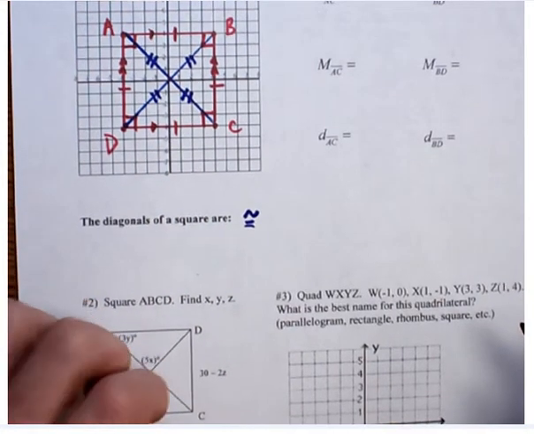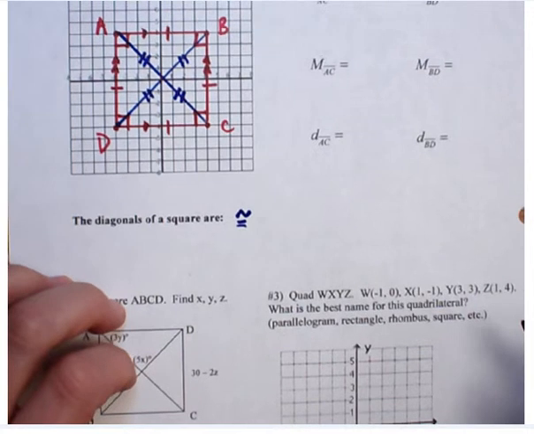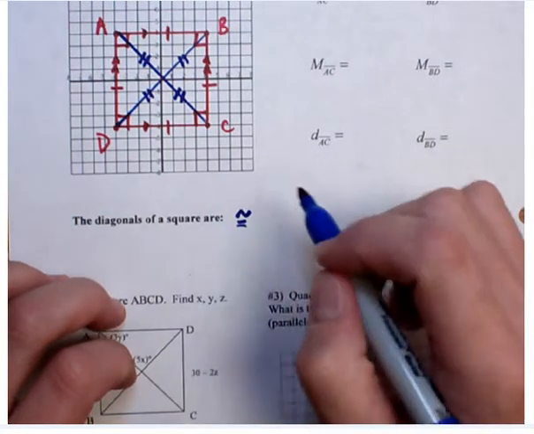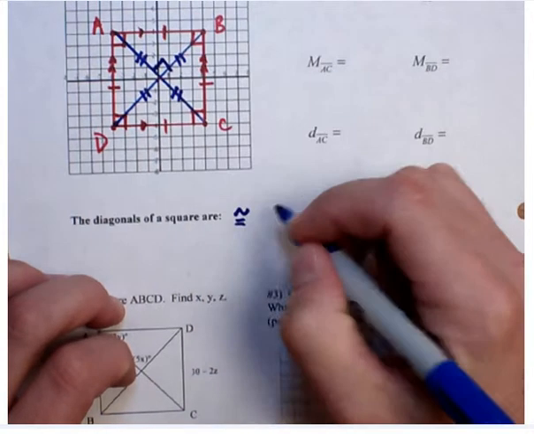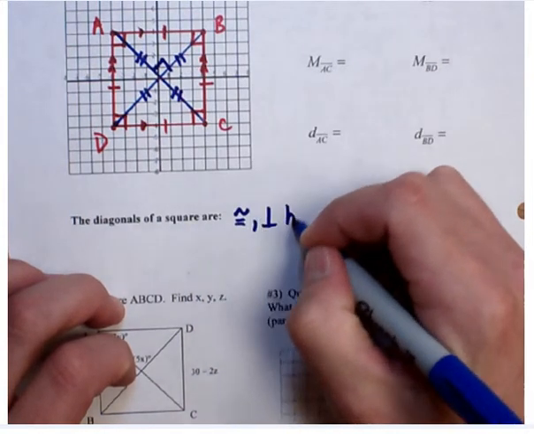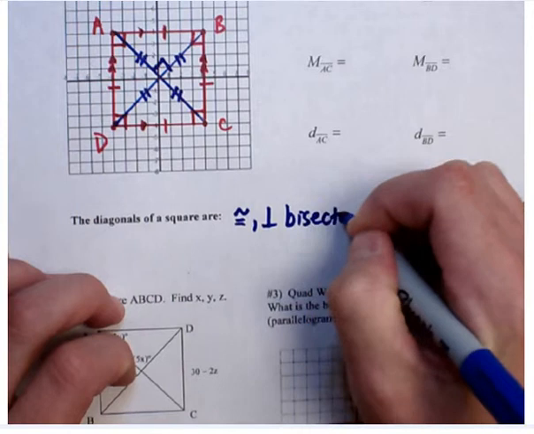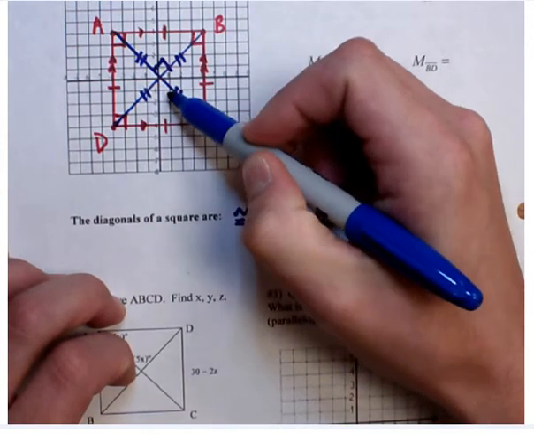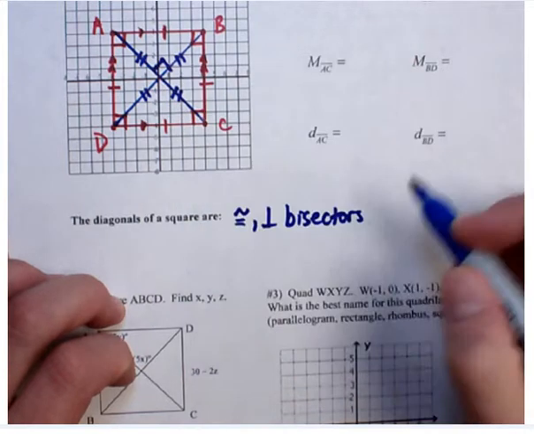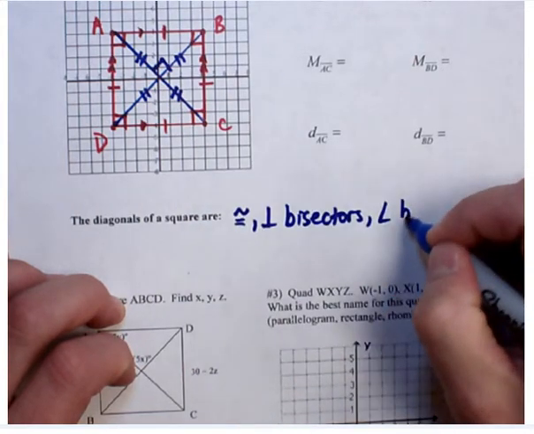Now because it's also a rhombus, the diagonals of a square, they're congruent, but they're also perpendicular. We're going to say perpendicular bisectors. That means they have 90 degrees at the center. These are all 90s. And also angle bisectors.